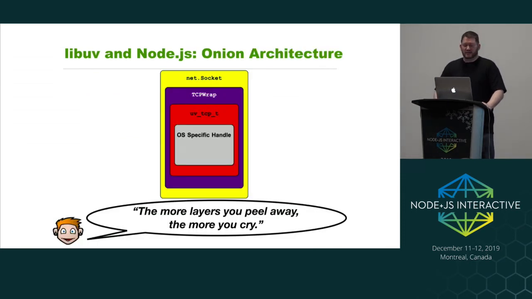So on this slide, Saul is back to talk about the onion architecture, where basically, the more layers that you peel away, the more you cry. And the reason for this is, inside of Node, you might have used something like net.Socket, which has a nice JavaScript API. It's built with streams and is fairly easy to use. But if you look closer at the source code, it references something called a TCPWrap, which is in purple, so it's one of those nasty binding layer objects. This is written in C++. It's a lot less nice to work with. And then that actually wraps something called a uv_tcp_t, which is a libuv type written in C for interacting with sockets. And then inside of libuv, we wrap that inside of an OS-specific handle, so a Windows socket or a Unix socket, things of that nature.